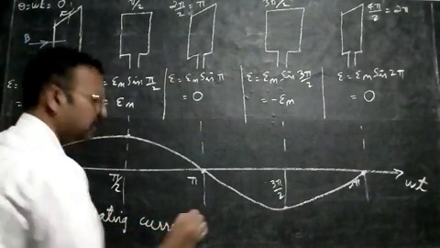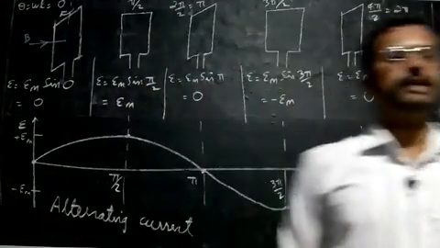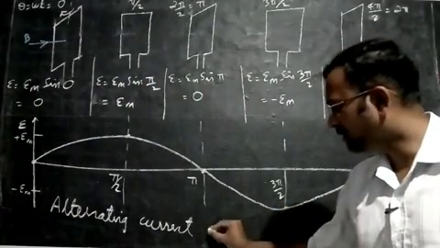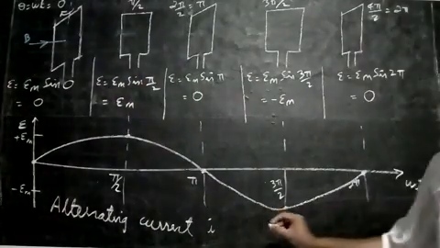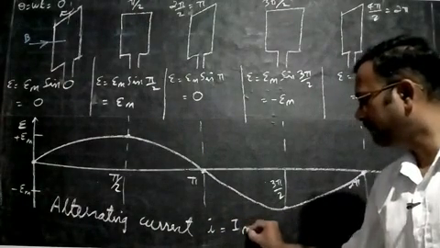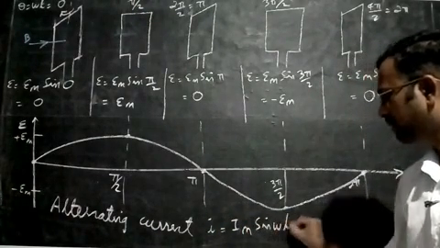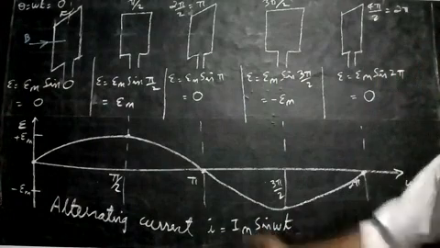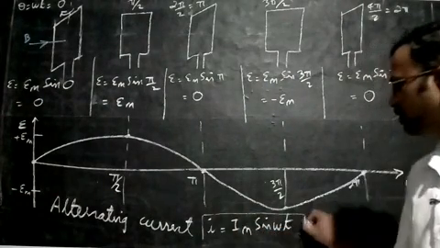So we got the equation for EMF now: E is equal to EM sin omega t. In the same way for current you will get I equal to Im sin omega t, where Im is the maximum value of the current. These two equations you must remember.